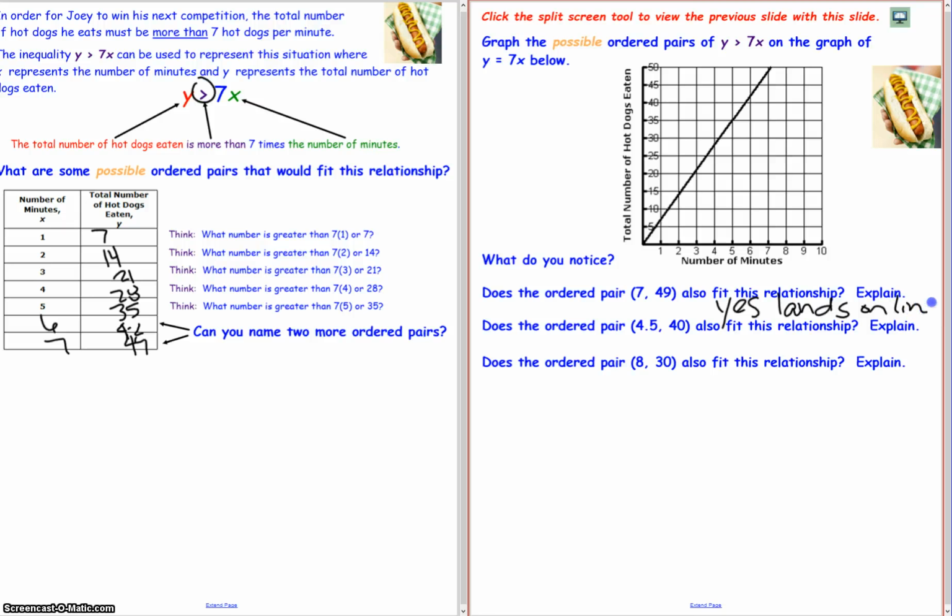Does the ordered pair 4.5, 40 fit? Oh, I'm sorry, 4.5, 40 would be right here. Is it part of the relationship? Yes. Because you know y needs to be greater. And does the ordered pair 8, 30 fit? No. Below the line. And this all makes sense in just a couple of seconds, I promise.